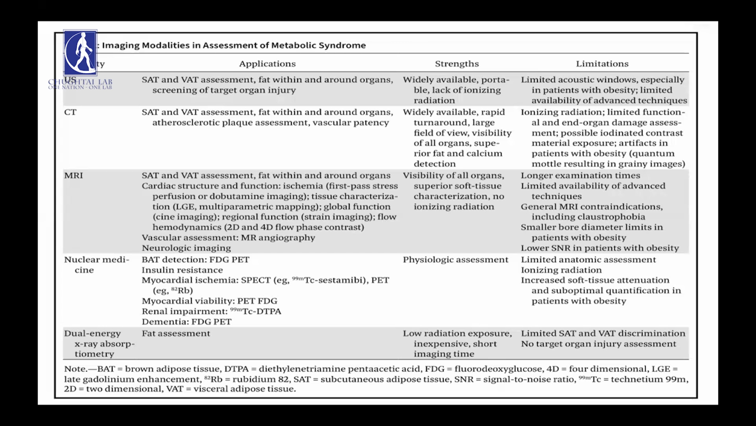MRI has very high soft tissue characterization and very good spatial resolution, but the time of examination is very long, and also it is contraindicated in people who are claustrophobic and obese due to its small bore diameter. Then we have nuclear medicine. It has very great physiological assessment, but very limited anatomic assessment. Lastly, we have DEXA. DEXA has low radiation exposure, is inexpensive, and has short imaging time, but the subcutaneous adipose tissue and visceral adipose tissue discrimination is very limited.